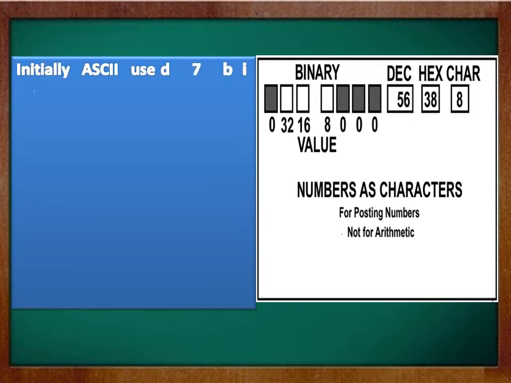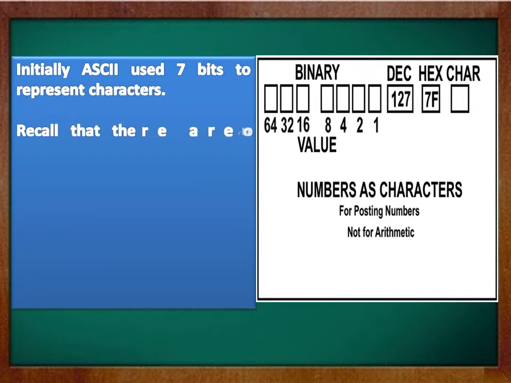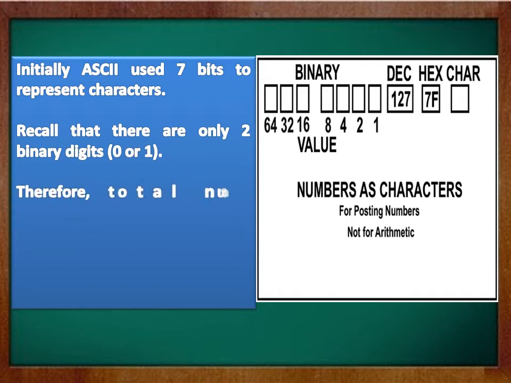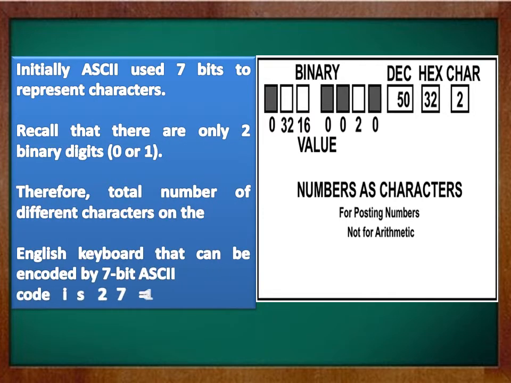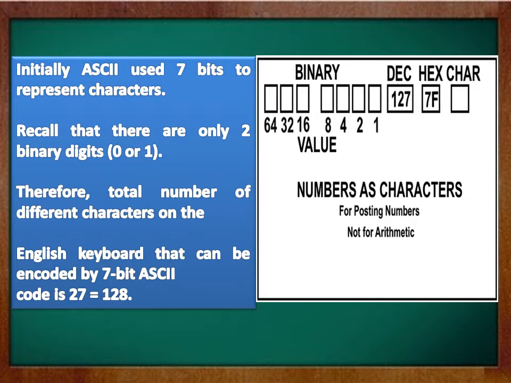Initially, ASCII used 7 bits to represent characters. Recall that there are only 2 binary digits, 0 or 1. Therefore, the total number of different characters on the English keyboard that can be encoded by 7-bit ASCII code is 2^7 equal 128.